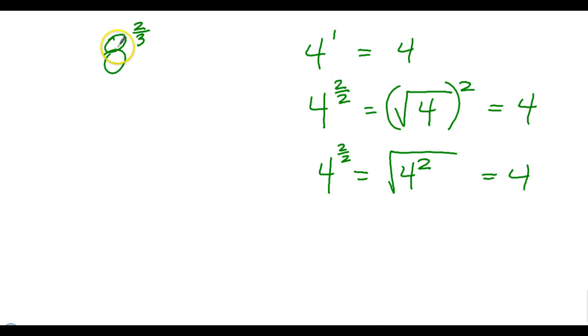So let's go back to here. So the 8 to the 2/3 power is going to give me something that looks like 8, right? And I can either take the cube root and then square it, or I could square it and then take the cube root. And so let's just go ahead and do it both ways. So this could be the cube root of 8, right?